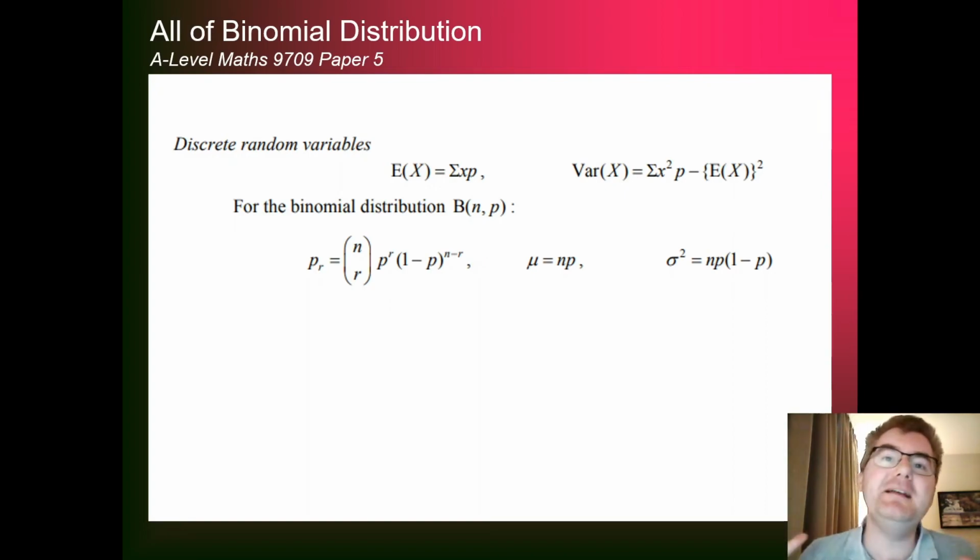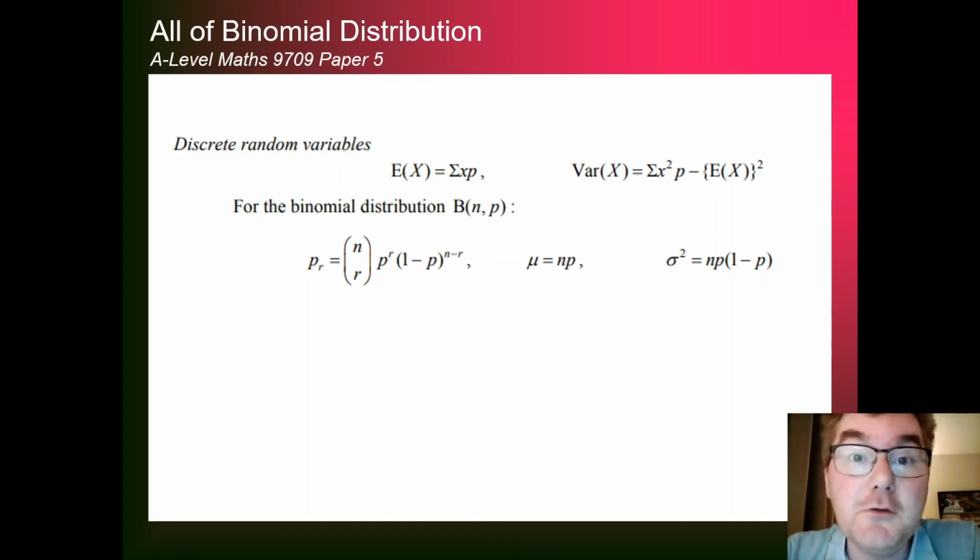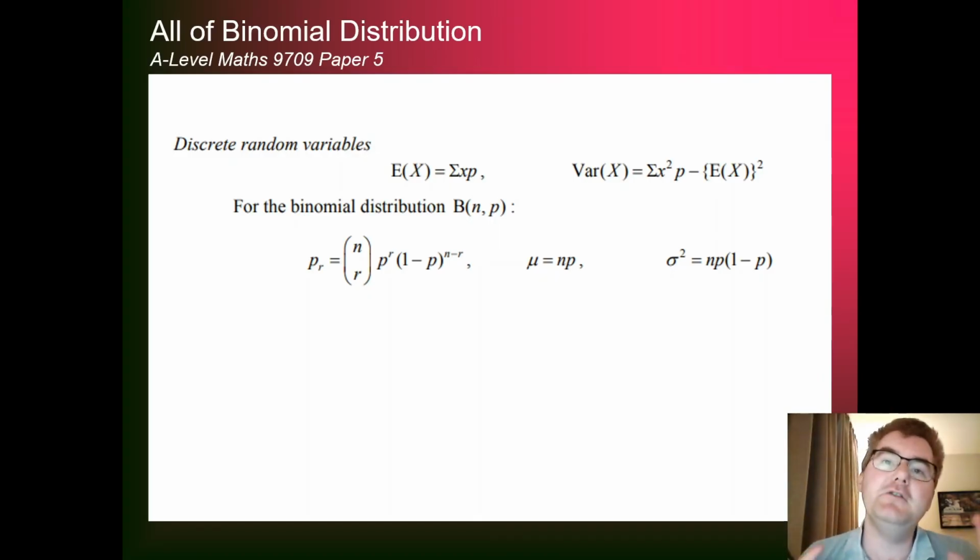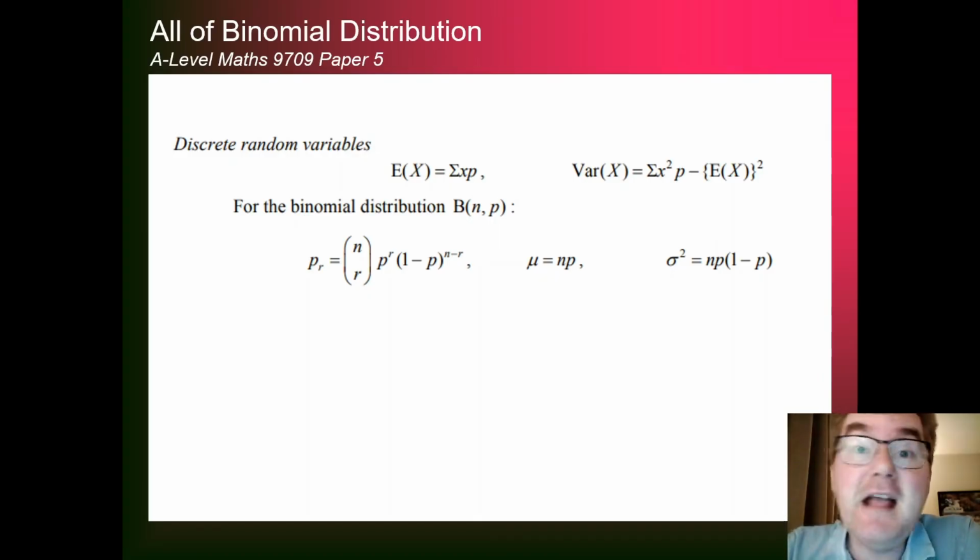So today we're doing a big deep dive into binomial distribution. This is for A-level Maths Stats 1 or Paper 5 as it's also known. So making sure you're ready to do any binomial question that appears. Now we will be dipping into normal distribution as well.